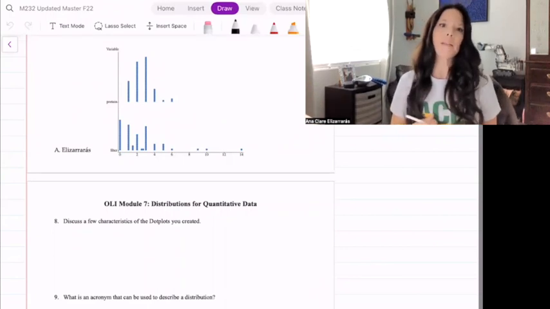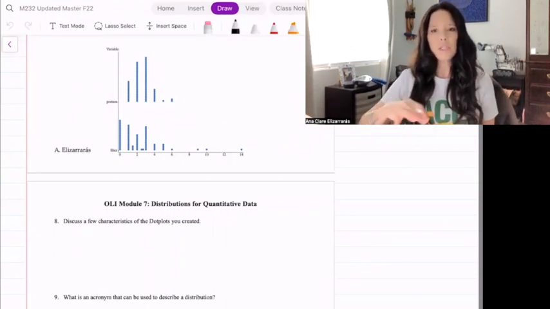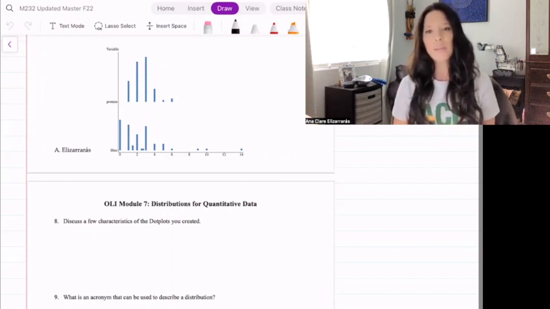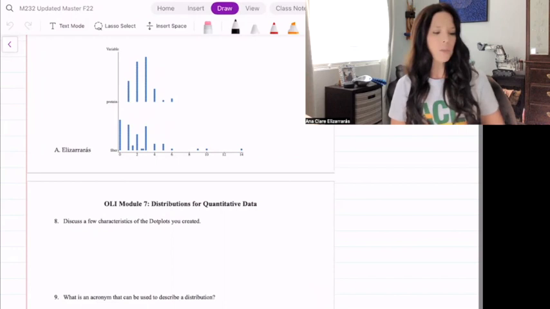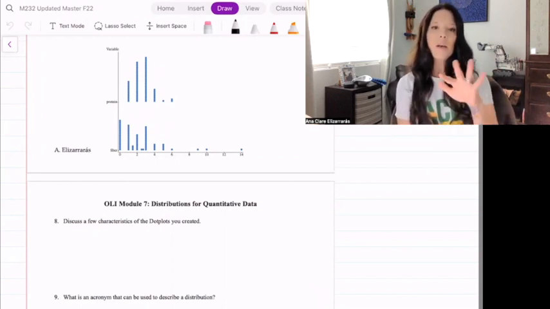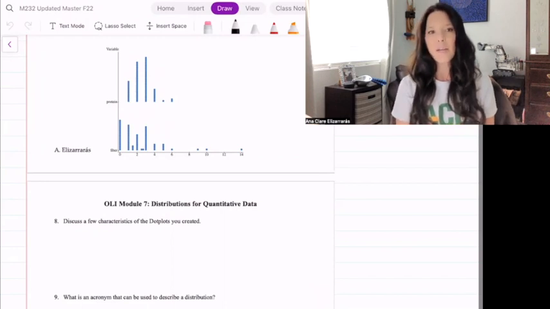Okay, so I've copied and pasted the dot plots for fiber and protein here into our guided notes, and we're going to go ahead and write down some of the ways that we describe the distribution. In the next question, we're going to come up with a way to formalize how we actually describe a distribution, but let's talk about some things that stand out right now.